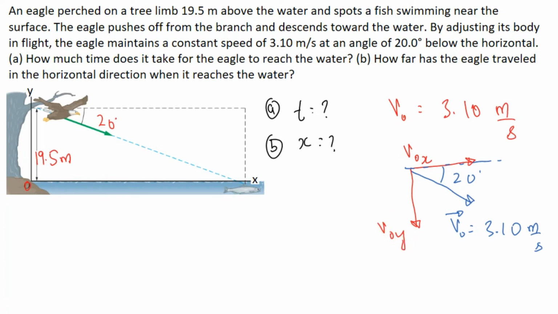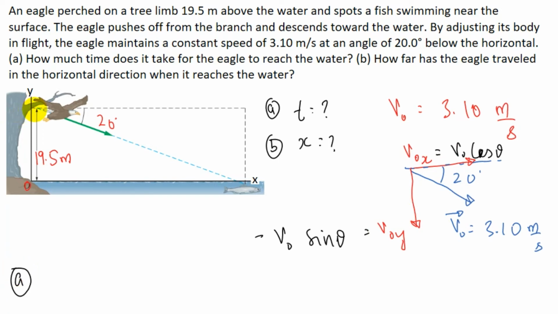Now what would be its speed in the x direction? This would be v naught cosine theta, and this value will be minus v naught sine theta. And why is this minus? Because this is along the negative y. So we have considered motion of the eagle in two dimensions, in x and y. Now we'll be solving the a part.